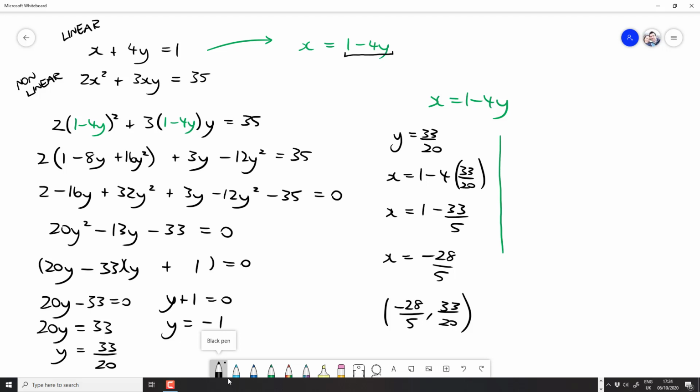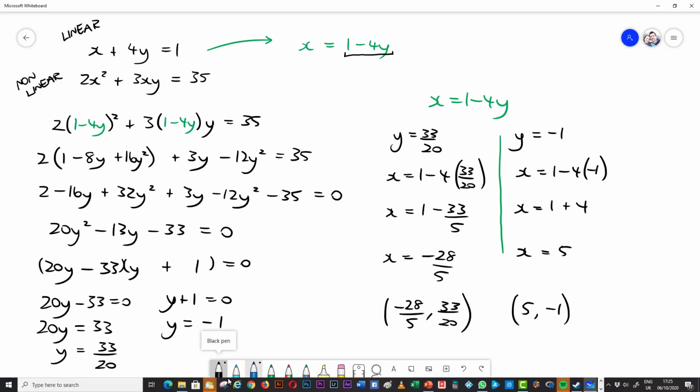And then we're going to sub in the value y equals minus 1, and we get x is equal to 1 minus 4 by minus 1. So x is equal to 1 plus 4. So x is equal to 5, and just bracketing them up, we get x is equal to 5, and the corresponding y value is y is equal to minus 1. And so we have 2 sets of solutions to this simultaneous equation.